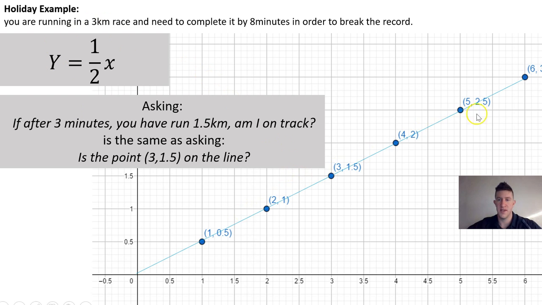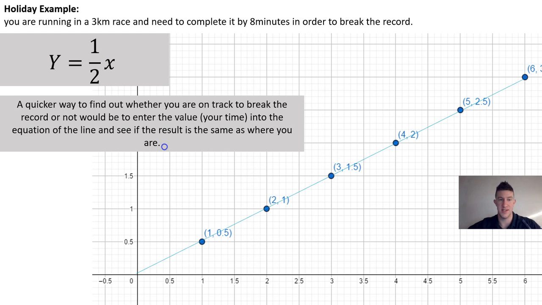So if I told you that the equation of this line was y equals a half x, that's just what the equation of this line is. If I was to ask if after 3 minutes I've run 1.5 kilometres, am I on track, which we've done so far, this is actually exactly the same as saying, is the point 3, 1.5 on the line? Because I would look down here and I've got 3. I would look at 1.5 and I say, oh, is this on the line? Yes, it is, so I'm on time. That's exactly the same as this, just saying, is this point on the line of this equation? So we can look at it by graphing, or we can simply look at whether a point fits an equation.